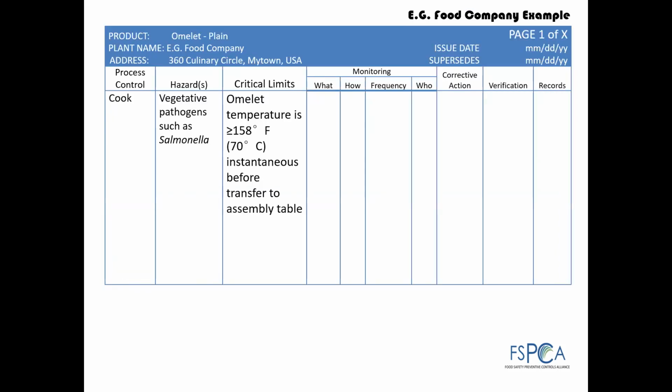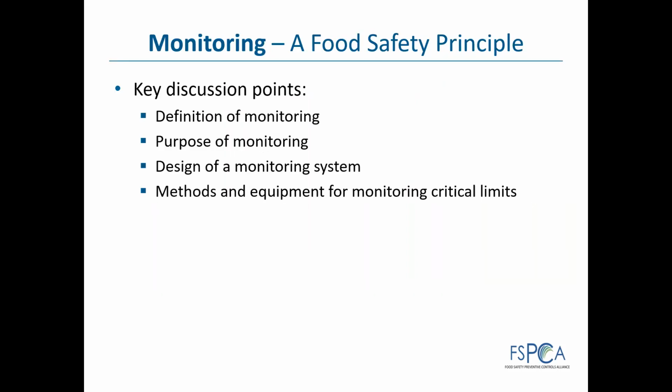So we're going to fill the table right here. Process control: cook. Hazard: salmonella. Critical limits: frozen omelet. We set up a physical parameter, the temperature, 150 degrees Fahrenheit, 70 degrees Celsius. It is measured instantaneously, right immediately before transfer to the assembly table. Therefore, the next topic is monitoring. Here we will cover the definition of monitoring, the purpose of monitoring, how we design a monitoring system, and the methods and required equipment for monitoring critical limits.